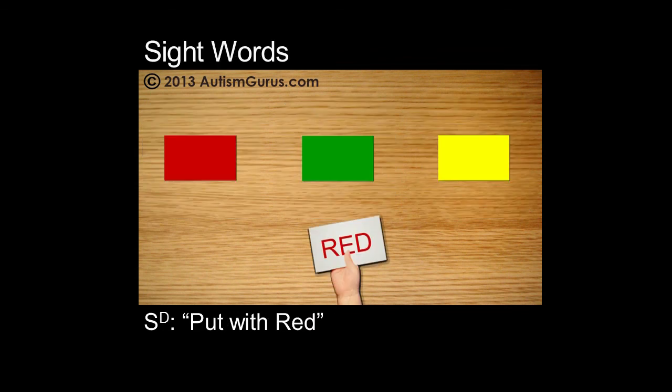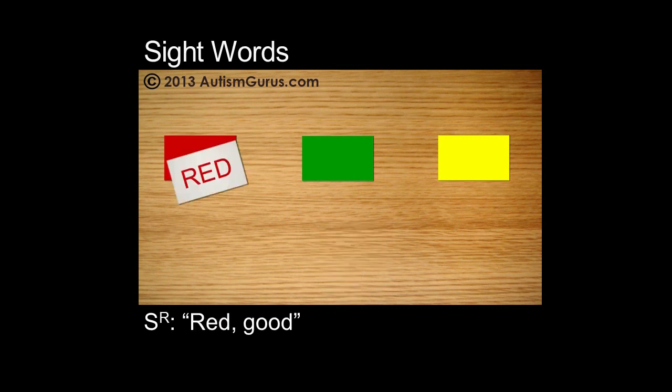Finally, for children who are hyperlexic or those who can read well above their age yet still have trouble understanding speech, word cards with the word written in the same color as the target card can be used as in the matching transfer procedure and faded to just the spoken word, "put with red." Red. Good! You purposely want the first thing you say after the child matches it to be the name of the color. We'll talk more about this in another video.